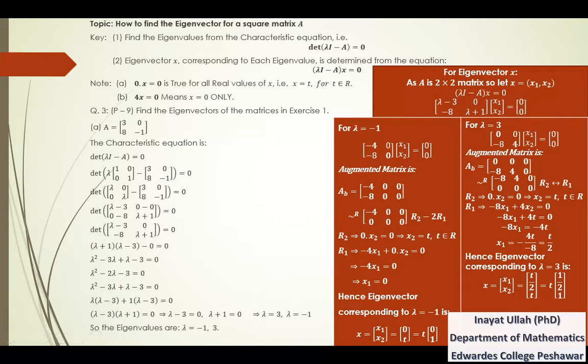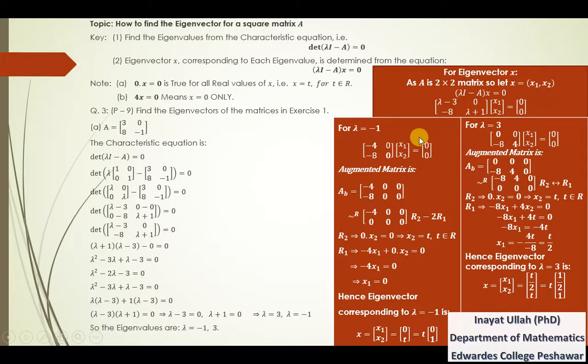Now we have got two eigenvalues, namely minus 1 and 3. So first of all we will simplify this matrix equation for lambda equal to minus 1. Whenever we replace lambda by minus 1 here, that will become minus 1 minus 3, which is minus 4, and that is 0, that is minus 8. And whenever we replace lambda by minus 1 here, minus 1 plus 1 is 0. So we have replaced lambda by minus 1 to get this equation.